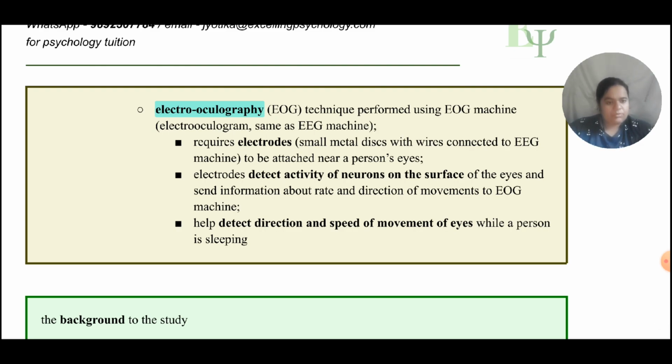So electrooculography as such does not have a separate machine. The EEG machine only conducts EOG for us as well. But if we are to speak very technically, we could say that the technique is called electrooculography and the machine which records this is called electrooculogram. Physically, that machine is the same as the EEG machine. So the EEG machine is the same, but the type of recording being done is different. EEG recording is to do with brain neurons, and EOG recording is to do with eye neurons.